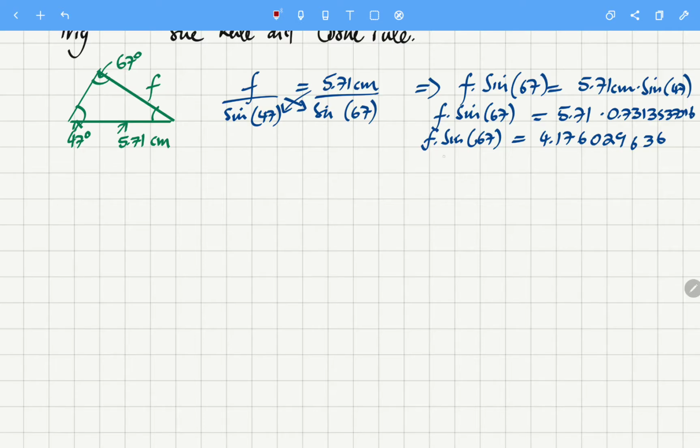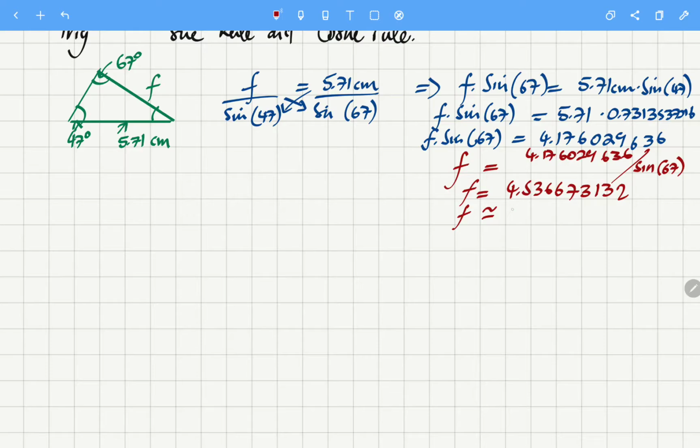Simple mathematics. We're going to make f the subject, so we divide both sides by sine 67. Then we get f alone here: 4.176029636 divided by sin 67. So our value of f is 4.536673132, approximately 4.54 to 2 decimal places. So that's our value of f. Okay, let's do another one.